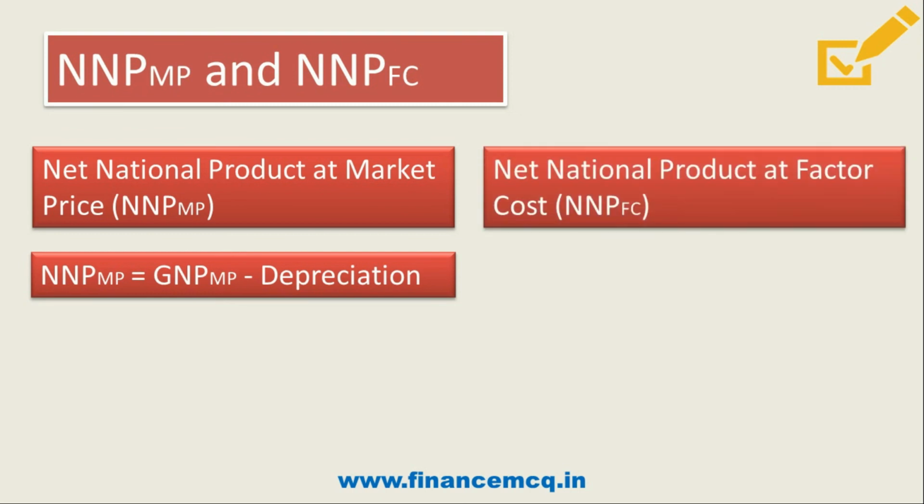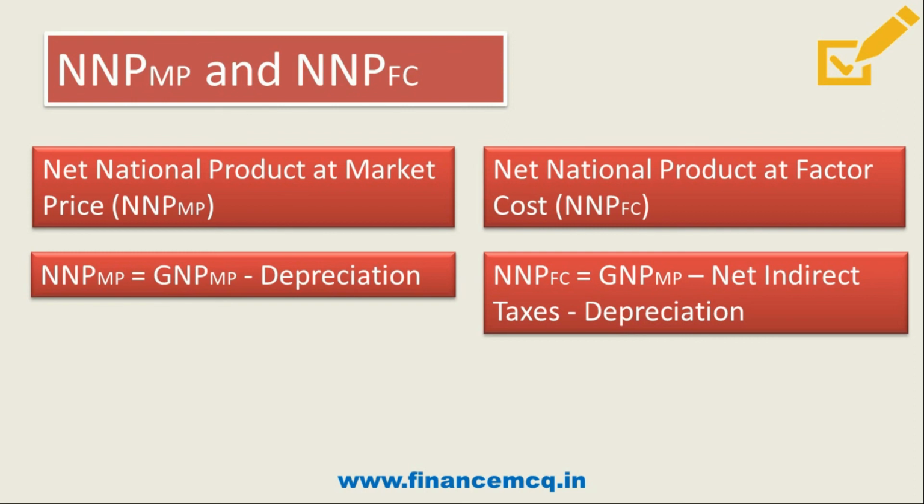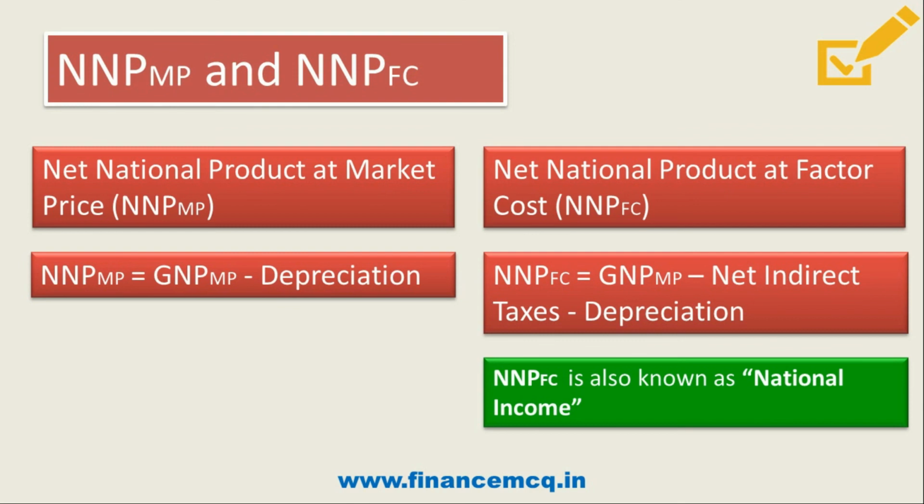And the another one is net national product at factor cost. In this case, if we subtract net indirect taxes and depreciation from gross national product at market price, we will get NNP at factor cost. And friends, this net national product at factor cost is also known as national income. This is very important, that in question if they ask you what is national income, so your national income is net national product at factor cost. So do remember this point, it is very important. So I hope this both net national product at market price and at factor cost is clear.